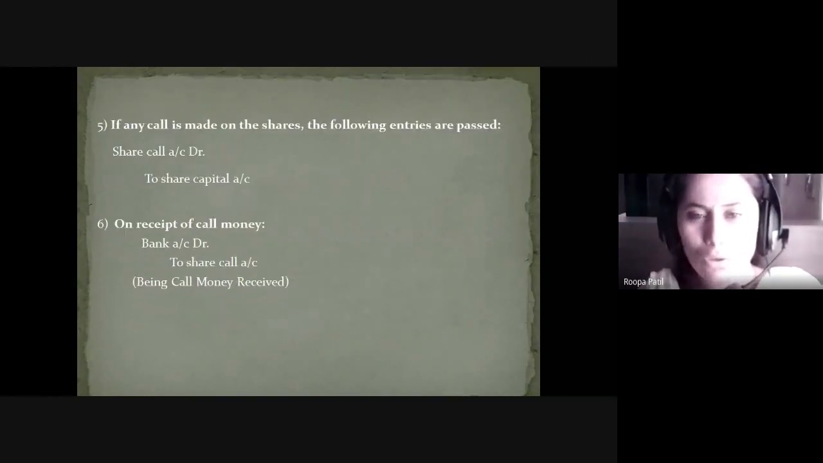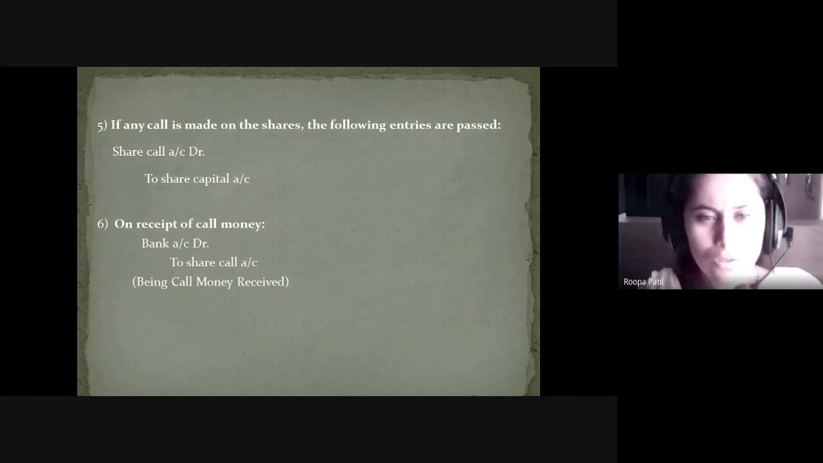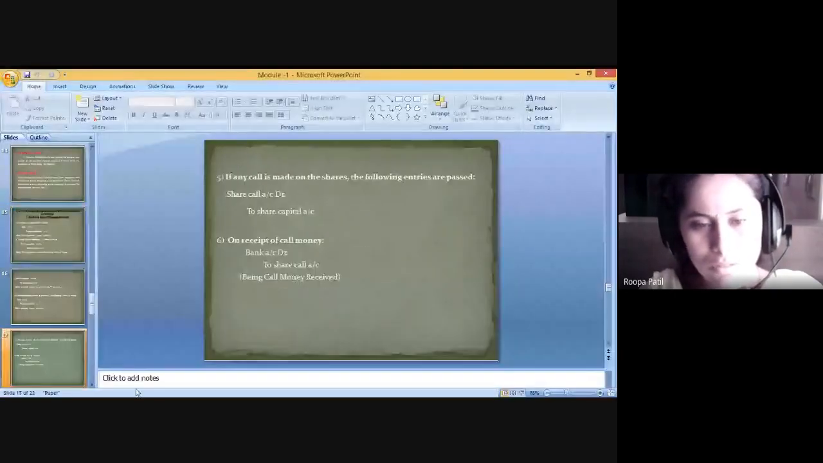Next, relating to the call, first record the transfer entry, then record the receiving entry. So the transfer entry is share call account debit to share capital, and the receiving entry is the same: bank account debit to share call account. So clear to students? Is it clear to all?